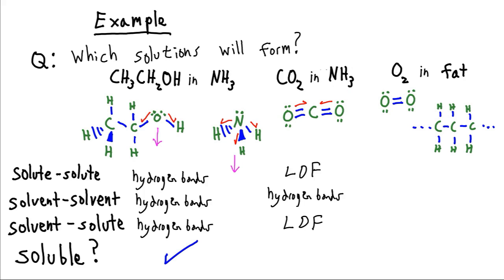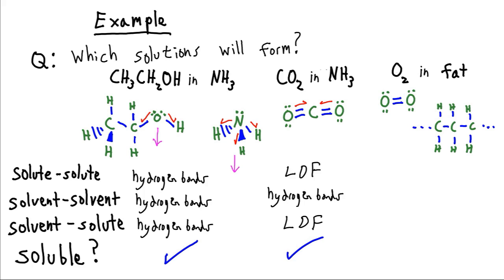All right, so in order to form this solution, we're going to have to give up these wonderful hydrogen bonds enjoyed by ammonia interacting with itself. We're going to have to break them and stick these CO2s in between, and all we get in return is those fairly weak London dispersion forces. So is that going to happen? No, no way that's going to happen. We're not going to form a solution between these two.